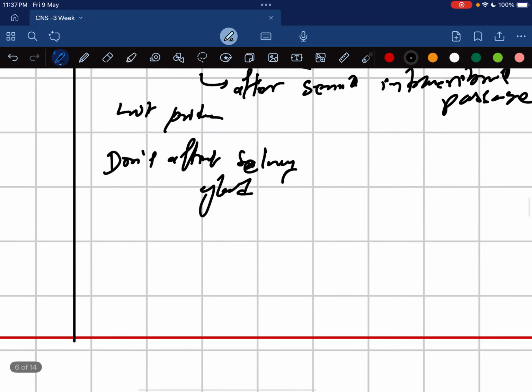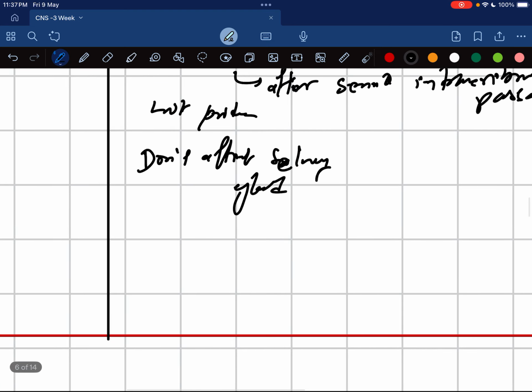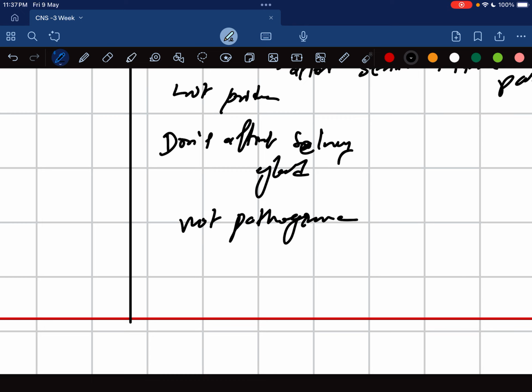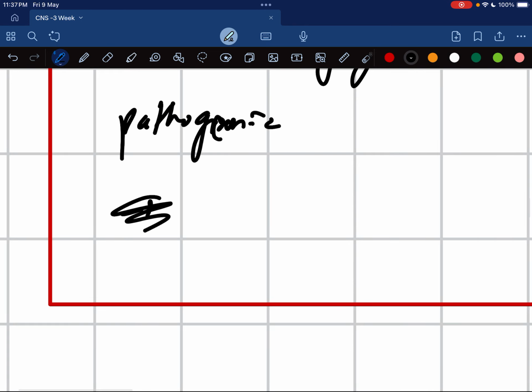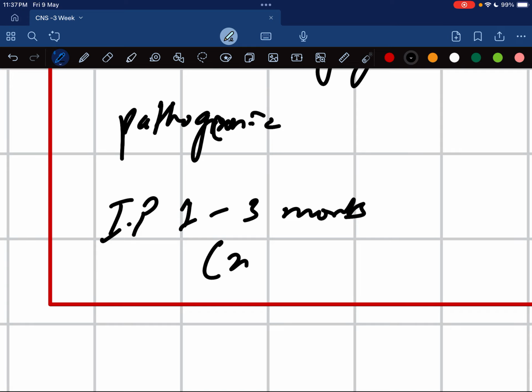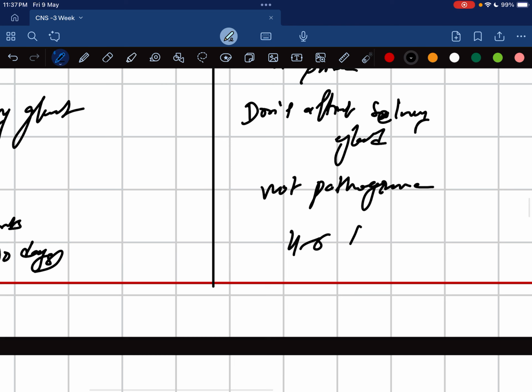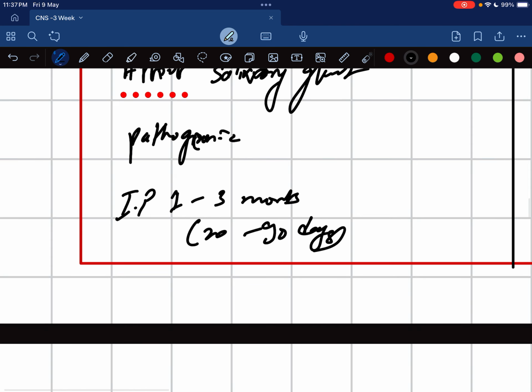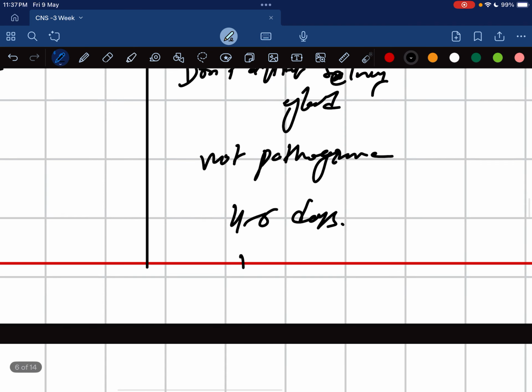This is not pathogenic except it is not activated properly. Its incubation period is 1 to 3 months, or 20 to 90 days. When you lick, in 4 to 6 days only it produces disease. It is used for the vaccine.